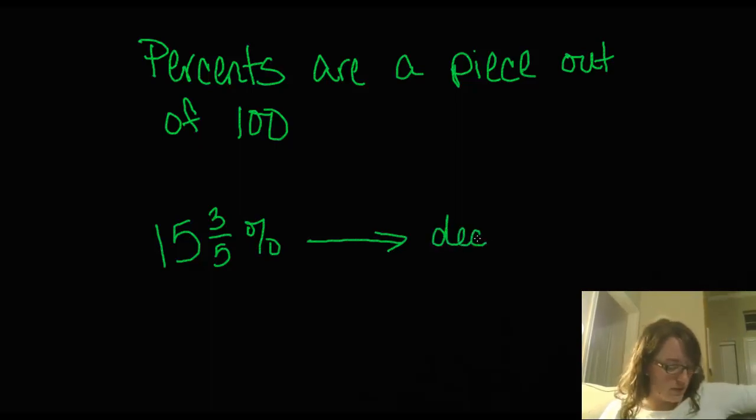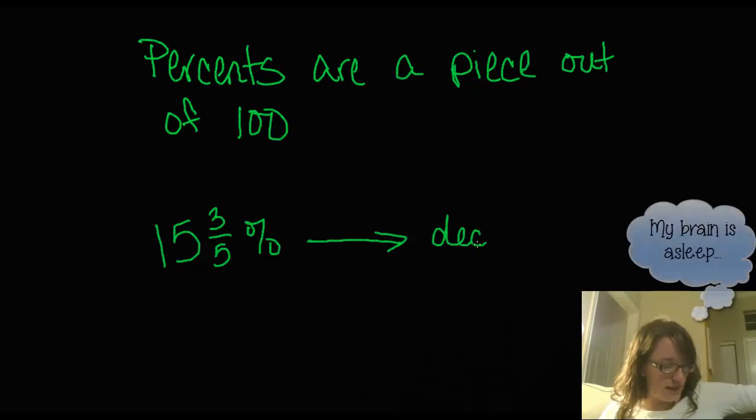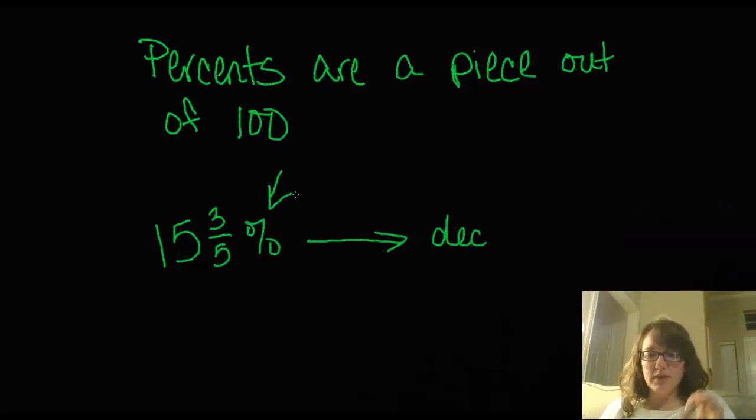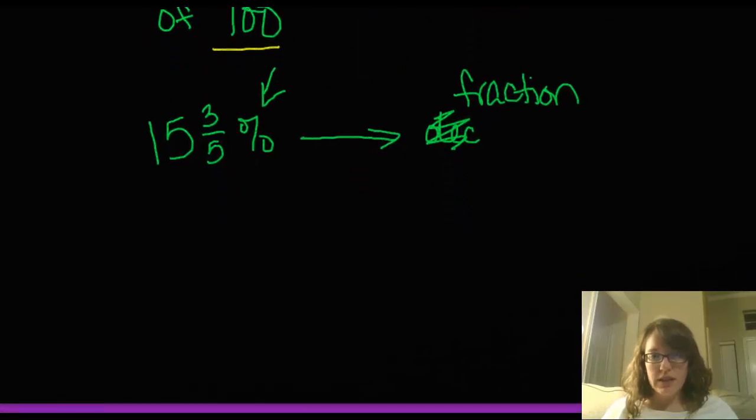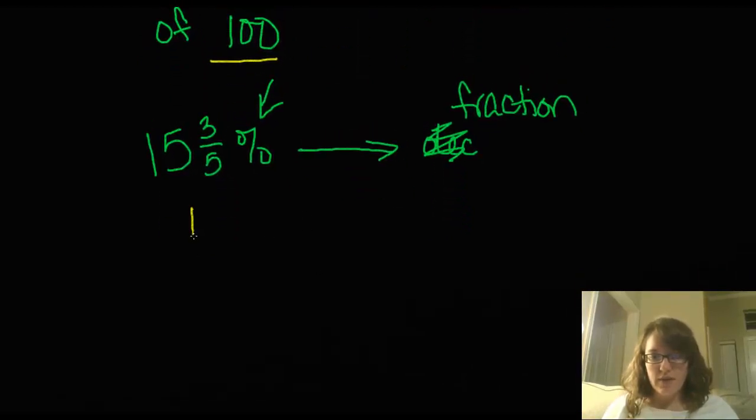Or wait, no, let me back up. It's late, I'm tired. Fraction. This is a percent, we need it as a fraction. First thing we have to do is set it up as a comparison. So if percents are just a piece out of 100, then 15 3/5% is 15 3/5 over 100. So that was step 1.